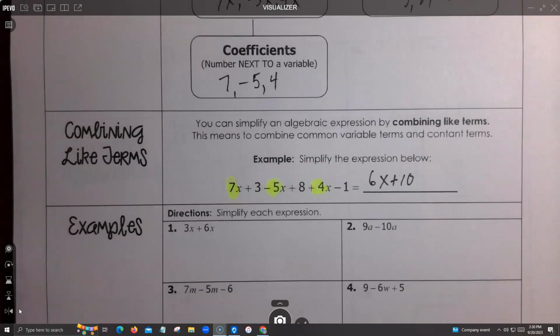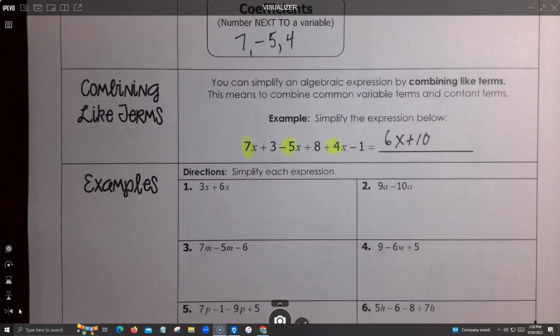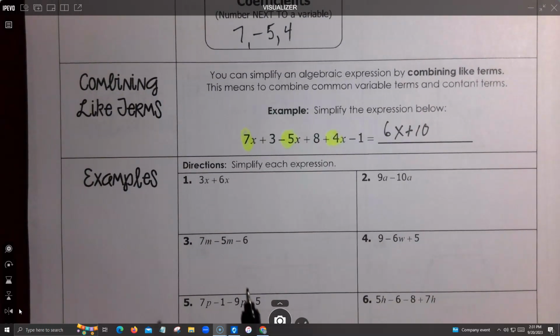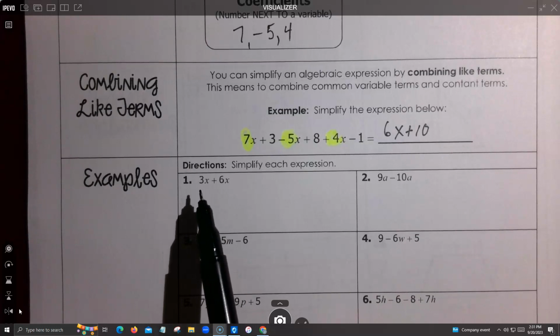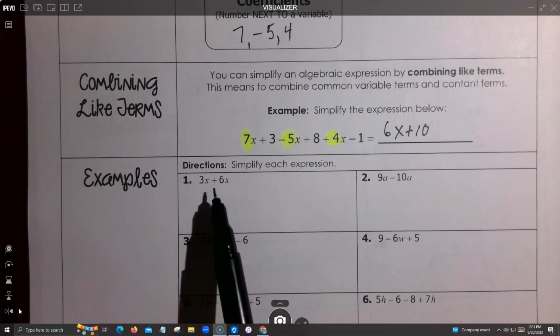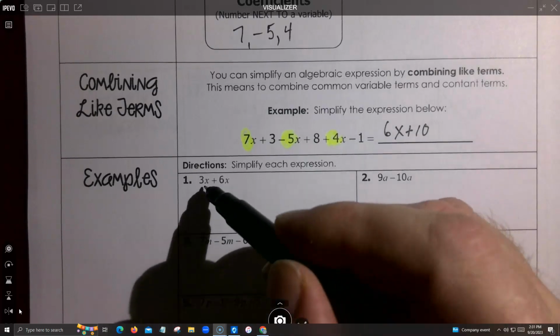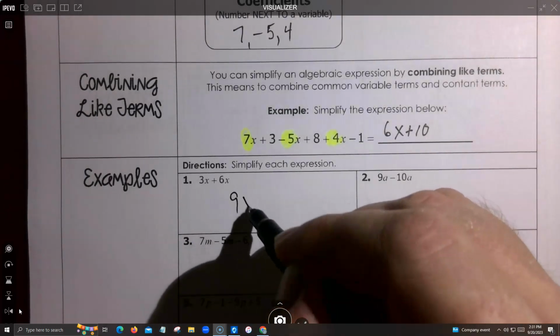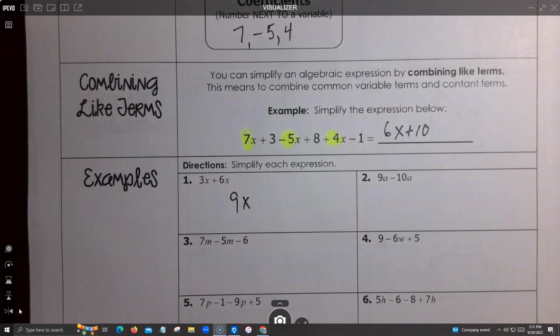All right, so let's start with number 1. Number 1, I'm just going to combine the 3 and the 6, because my variable terms are the only terms I have. So I put these together and I just get 9x, and I'm done.